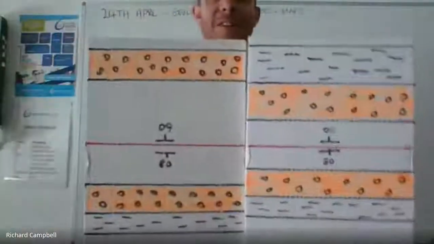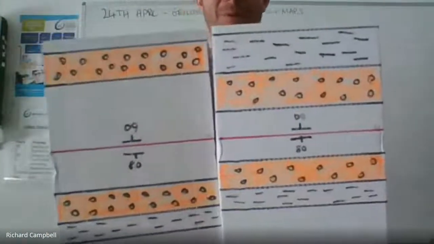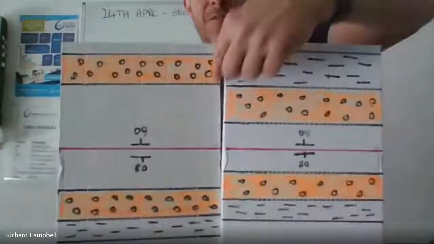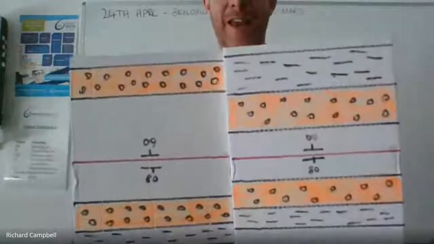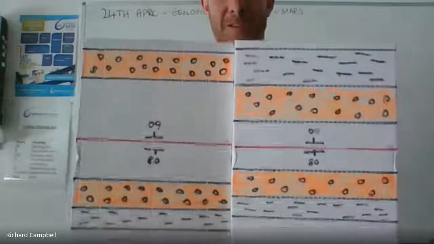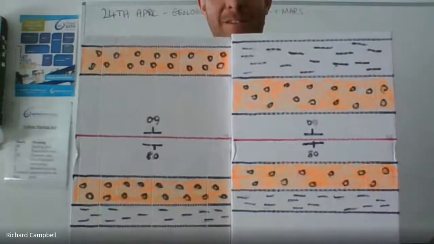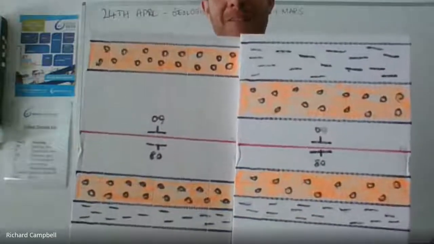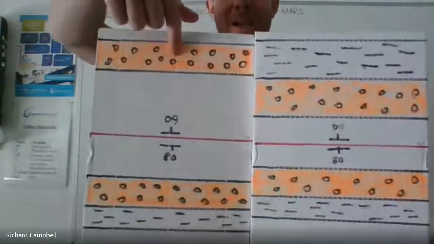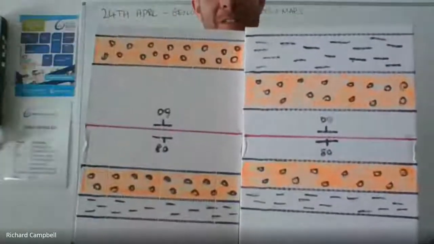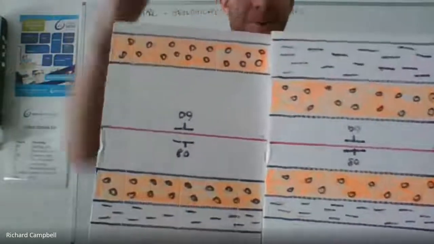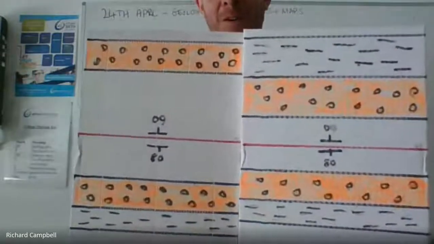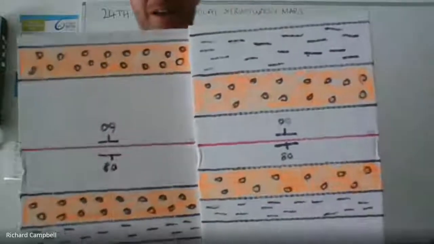This is the sort of thing that you would see in an exam question. You'd have your fault marks on here, and you would be expected to work out what is the up-thrown and what is the down-thrown bed. So the up-thrown bed is the one with the wider outcrop. Down-thrown bed is the one with the narrower outcrop.